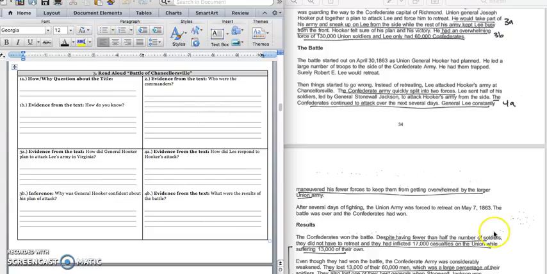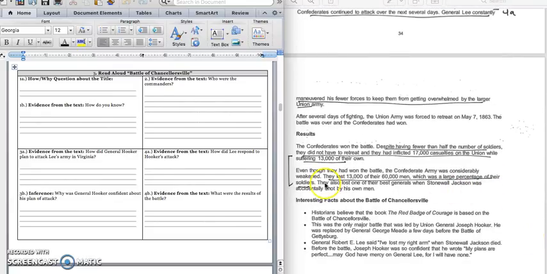We're at the section entitled Results. The Confederates won the battle. Despite having fewer than half the number of soldiers, they did not have to retreat, and they had inflicted 17,000 casualties on the Union while suffering 13,000 of their own. Even though they had won the battle, the Confederate Army was considered weakened. They lost 13,000 of their 60,000 men, which was a large percentage of their soldiers. They also lost one of their best generals when Stonewall Jackson was accidentally shot by his own men.